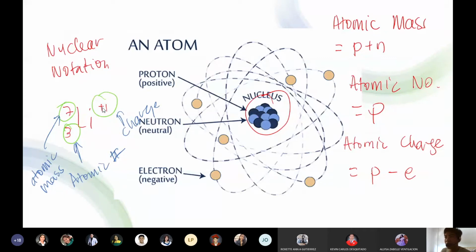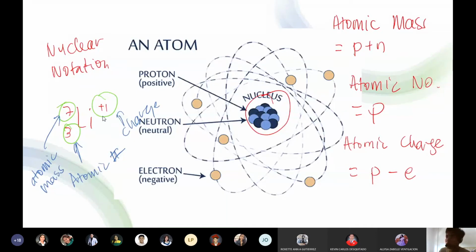Pero if ever this is negative in charge, or negative 1, that means there is an excess of electrons. By how much? By the number itself. So, a negative number means you have added electrons by a certain number. Negative 1 yan, so that means you added 1 electron to your atom. Example, positive 3 yan, that means you lost 3 electrons. So, ganun lang yung idea.